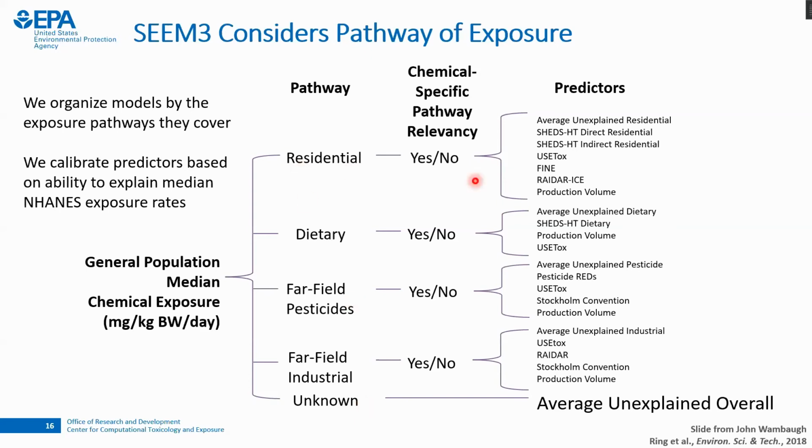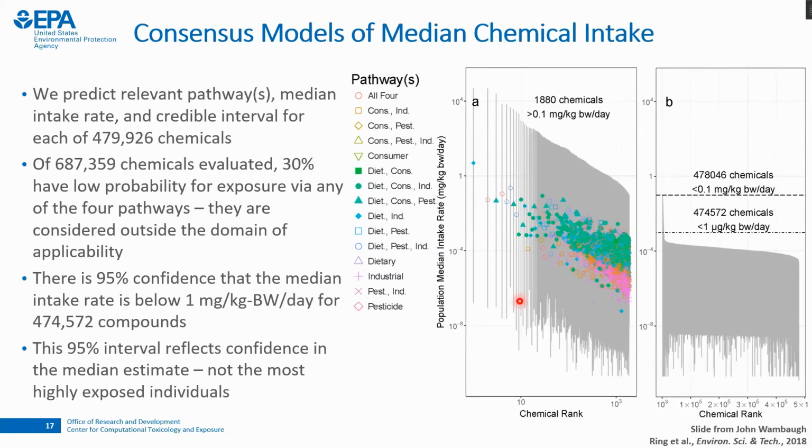And then depending on the different pathways it has, it goes into different predictors towards the end. These are different types of high throughput exposure models we have that were part of this effort from many different institutions to build the SEEM3 model. And so the output you get from that is really intake rates across more than 400,000 chemicals. So on that previous slide, when we input all of the chemicals we had structure for, all the chemicals we had data for, about 30% of those fell into that unknown pathway that I talked about.